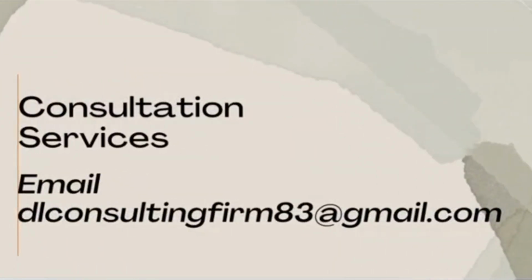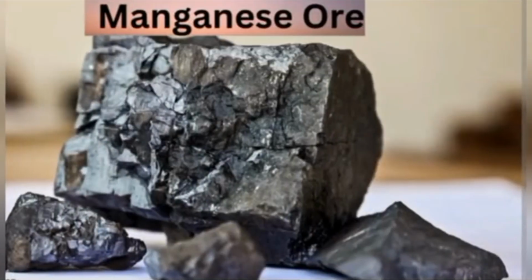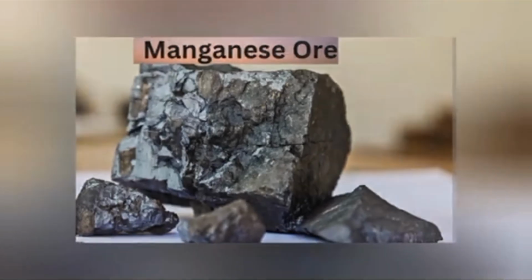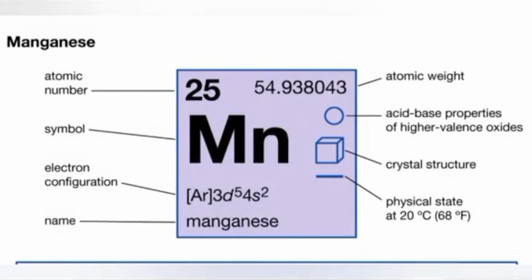For today, we are going to be discussing manganese and its efficiency. According to the Encyclopedia Britannica, manganese is a chemical element, one of the silvery white, hard, brittle metals of group 7 of the periodic table. Manganese is a chemical element with the symbol Mn and atomic number 25. It is a transition metal with a multifaceted array of industrial alloy uses, particularly in stainless steel.